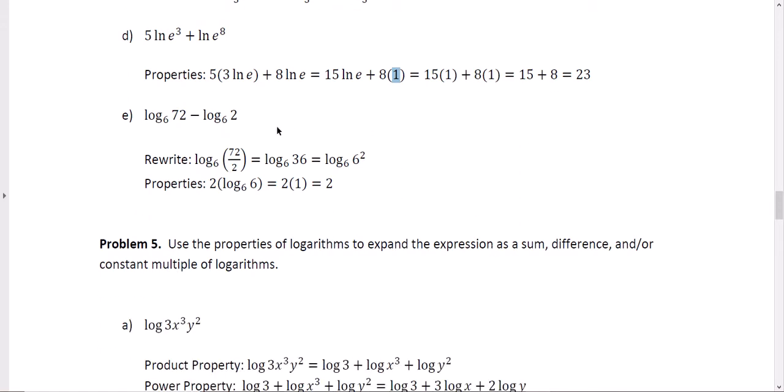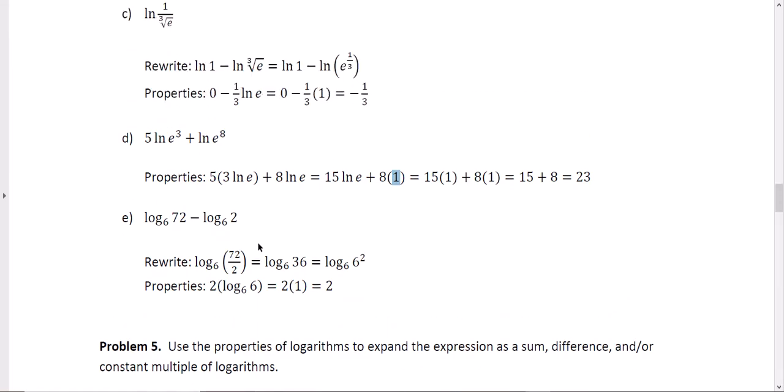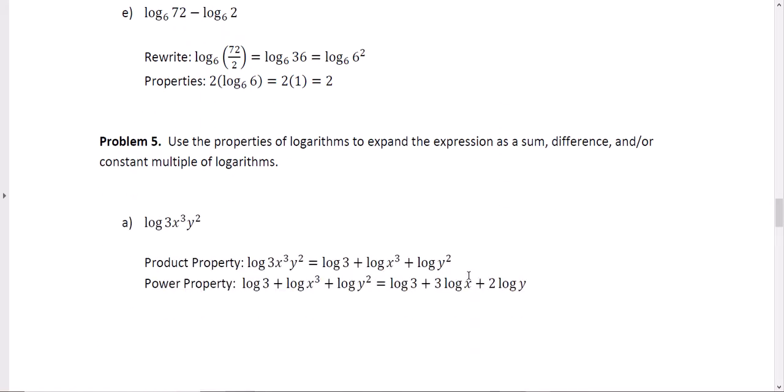And part E. We don't always necessarily expand things out in order to simplify. Sometimes we'll condense. Notice this is a subtraction. And in this subtraction, I can collect it together. Log base 6 of 72 minus log base 6 of 2, I can rewrite as log base 6 of 72 over 2. And the reason I did this is because 72 divided by 2 is 36. And I know that the power that I put on 6 to get 36 is 2. So we can easily find the logarithm by remembering they're just exponents.